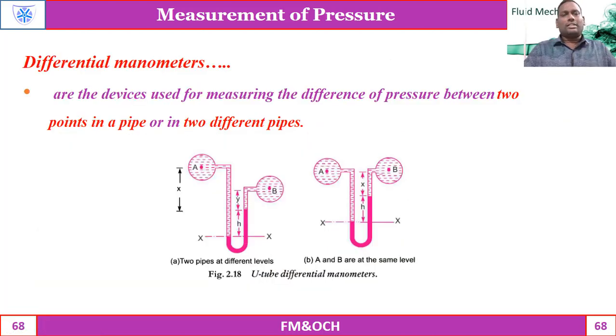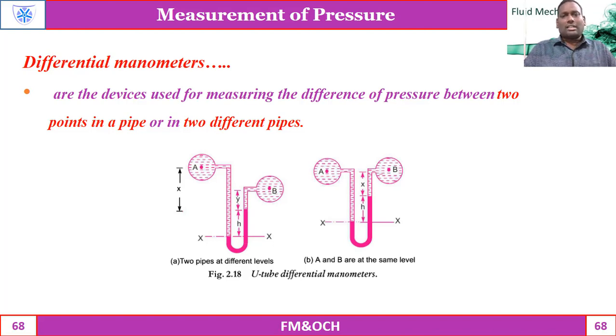Till now we discussed the calculation part of piezometers and U-tube manometers. There is another type of manometer widely used in laboratories, that is the differential manometer. Differential manometers are devices used for measuring the difference of pressure between two points in a pipe or in two different pipelines.